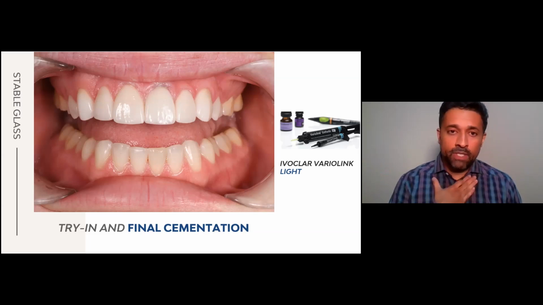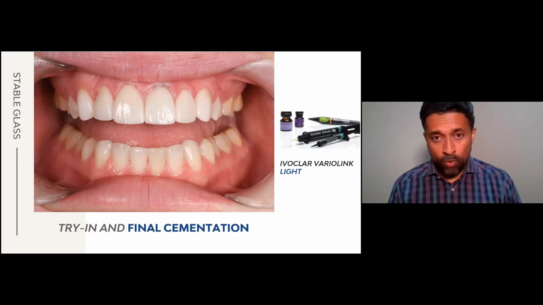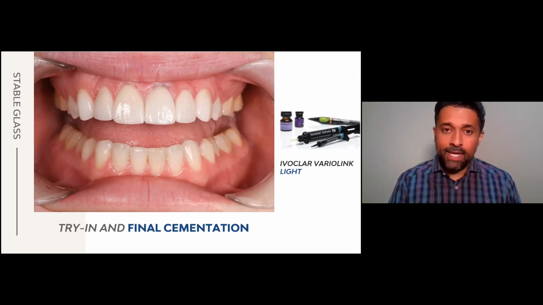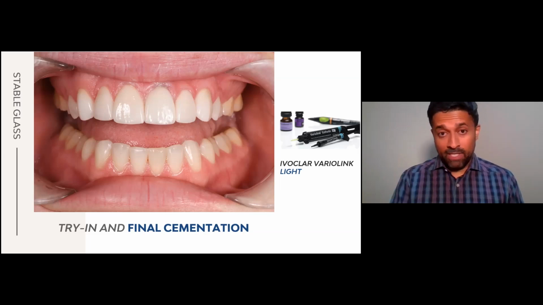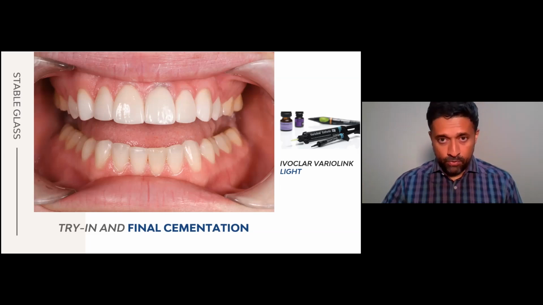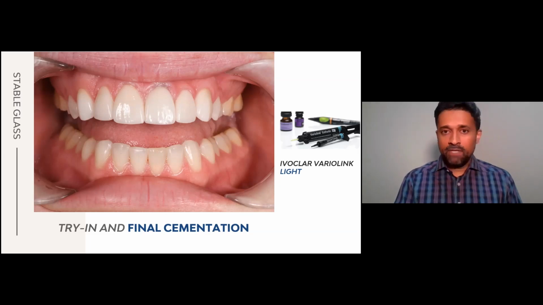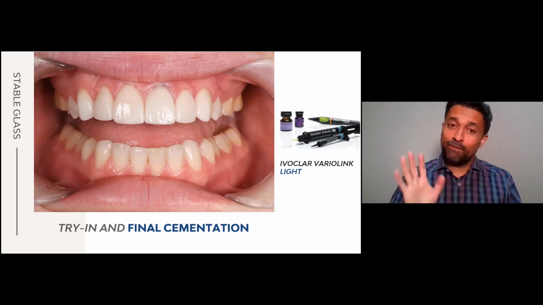I love using Variolink cement for my anterior cases. And so what we do, they have different shades. They have light, neutral, and warm. It used to be more complicated than that. Now they have a light plus and warm plus. I didn't know that. But I have the light, warm, and neutral. Okay, and they have the corresponding try-in paste. I used to believe that cement doesn't matter in terms of the final look, but it does matter. And I've learned that the hard way.